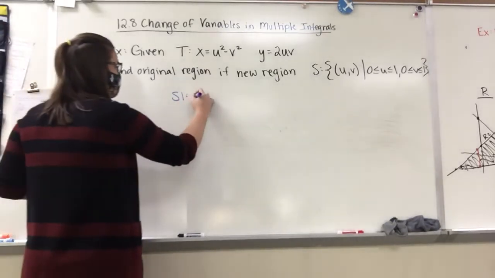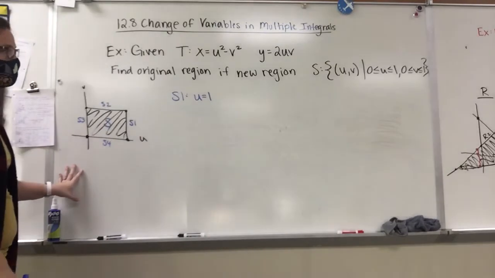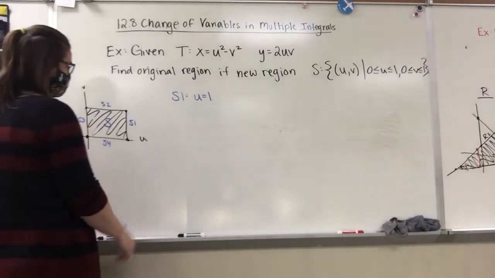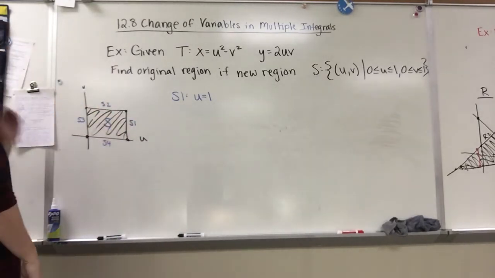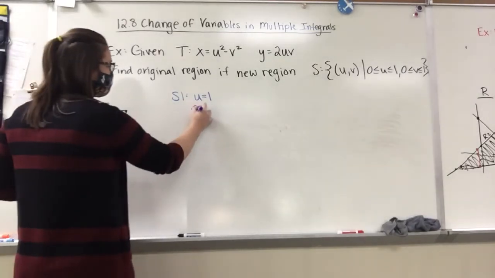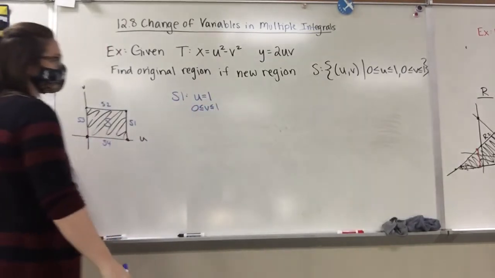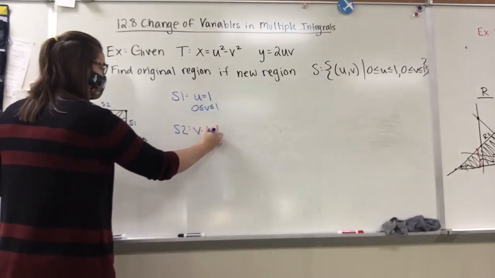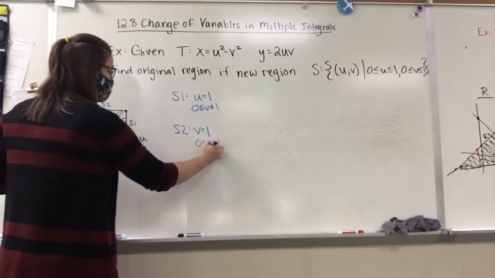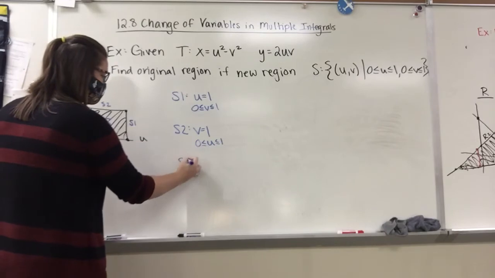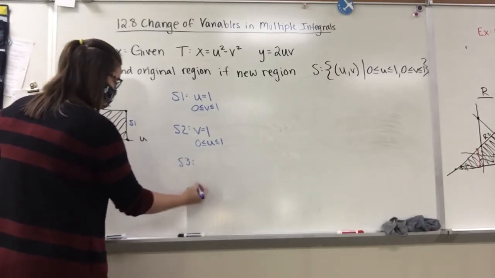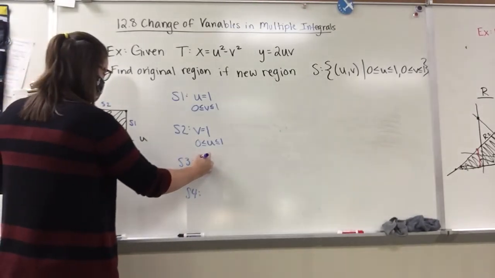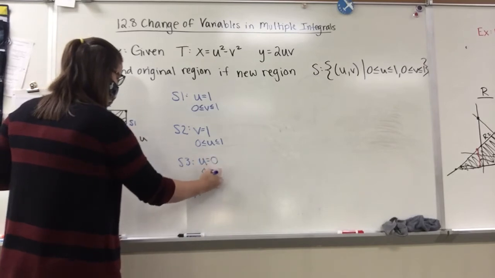U equals 1. S1 was just this side length, this equation. Would it be V equals 1? No, U equals 1. V equals 1 is S2. S3 and S4, horizontal lines go with those. I was going to say, shouldn't V be the one we're talking about?